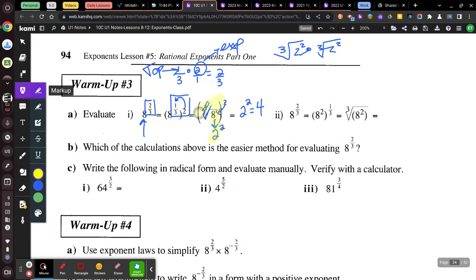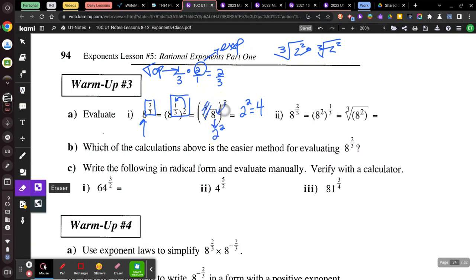When it's in a cube root sign, whoopsie, that's not my eraser. Let's do this a little slower.